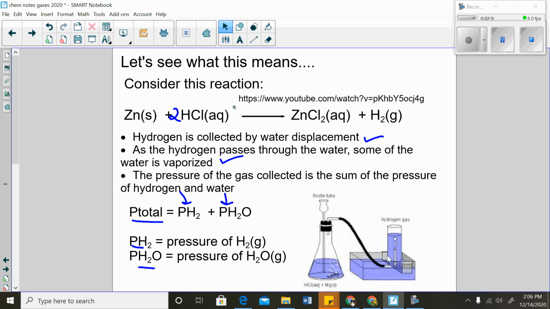Now, if you'd like to actually watch this, there's a little bit simpler setup that this teacher uses in this video, but you will still see the hydrogen being generated. So it's kind of neat. If you'd like to watch it, it will be posted for you.